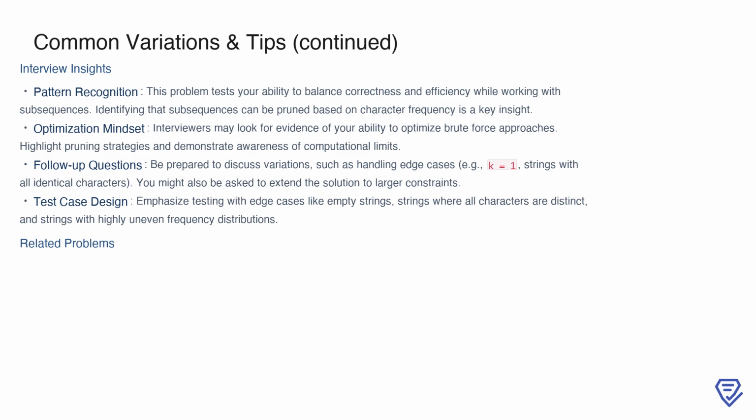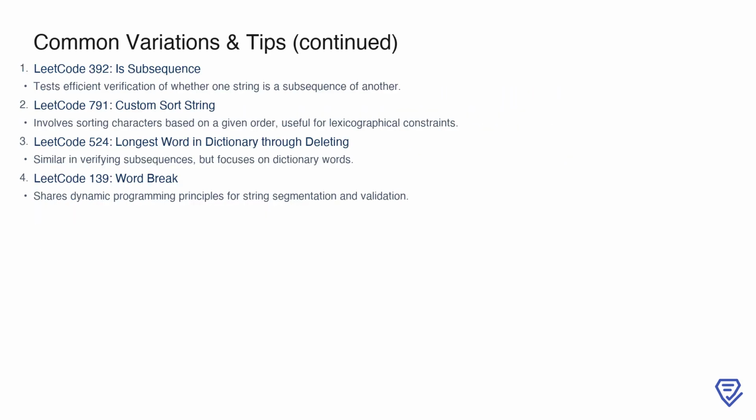robustness of your solution. There are several related problems that can help you build the skills needed to solve this challenge. For example, LeetCode 392, Is Subsequence, focuses on efficiently verifying whether one string is a subsequence of another, which is a key part of this problem.